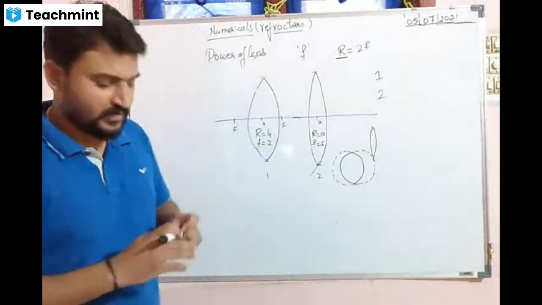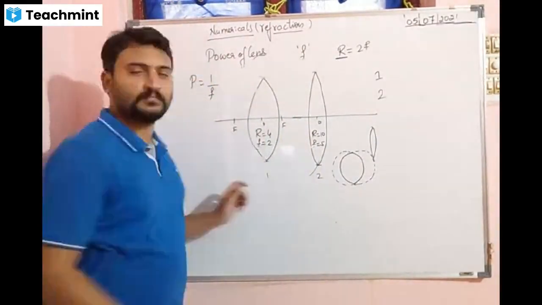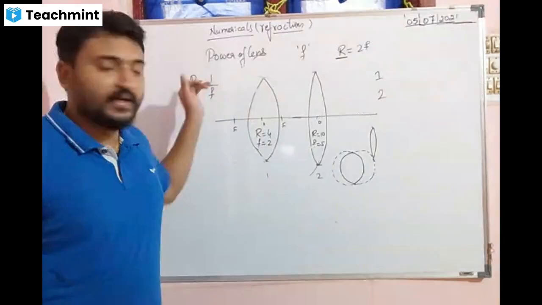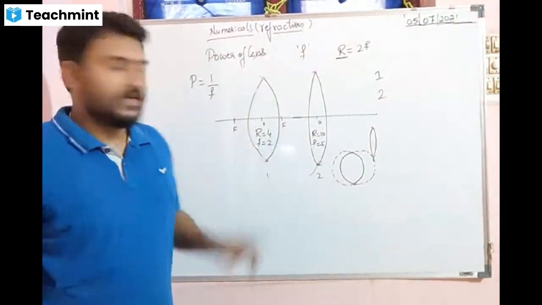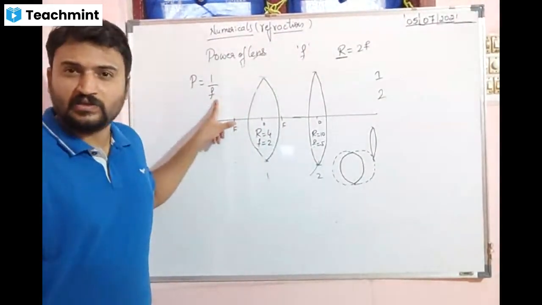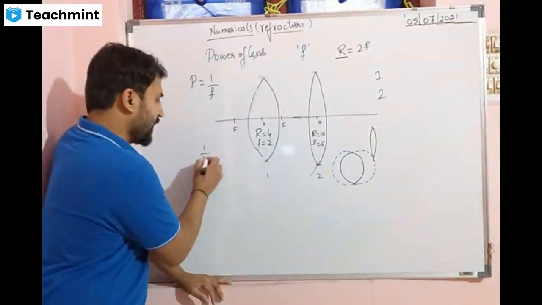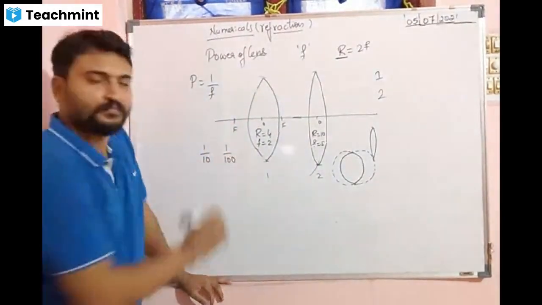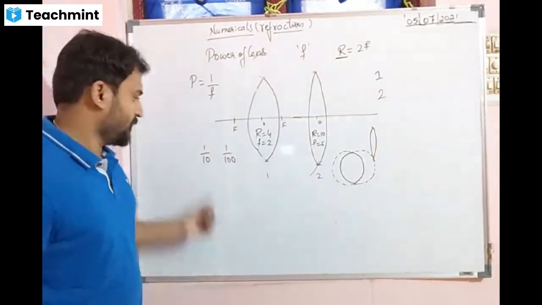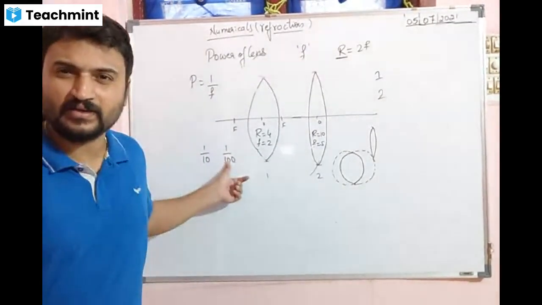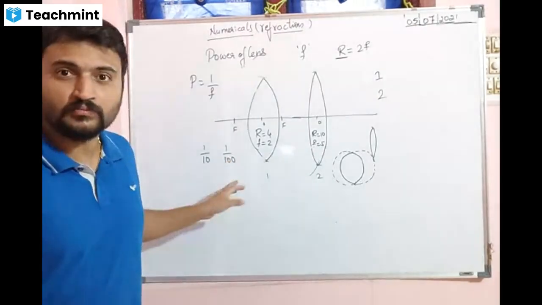So we say that power is the reciprocal of focal length. The power of a lens is the reciprocal of the focal length. In the focal length denominator, the bigger the number, the lower the power. Tell me, 1/10 is bigger or 1/100 is bigger? 1/10. Say, 10 is bigger or 100 is bigger? 100 is bigger.